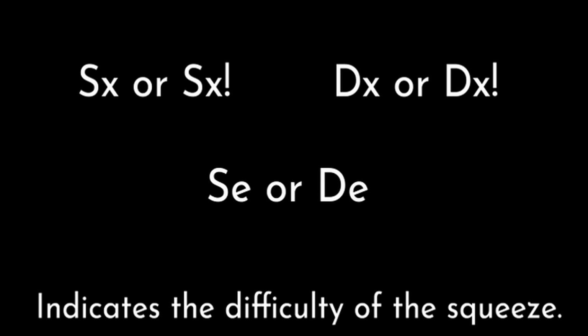As a side note, both capital S and D can also have a lowercase x or lowercase x with an exclamation mark added on. This is just to indicate difficulty and mark how hard the squeeze is to pull off without dropping combo, with x exclamation mark being extremely hard to do. On the other hand, S or capital S with a lowercase e or a capital D with a lowercase e means that the squeeze is very easy to pull off.